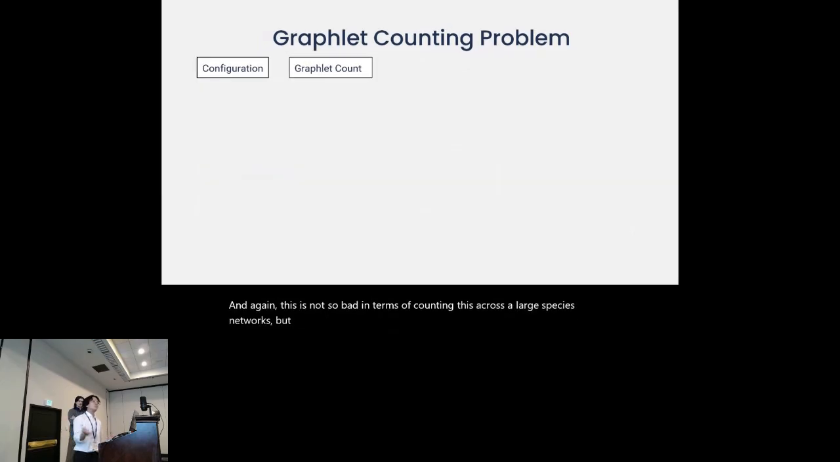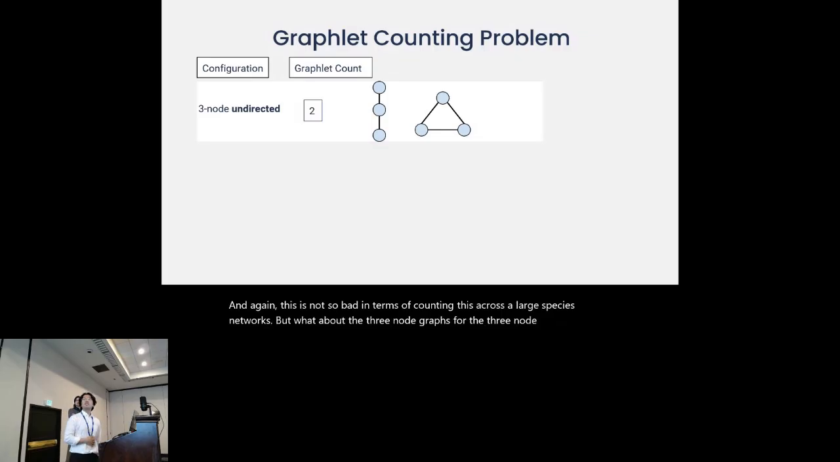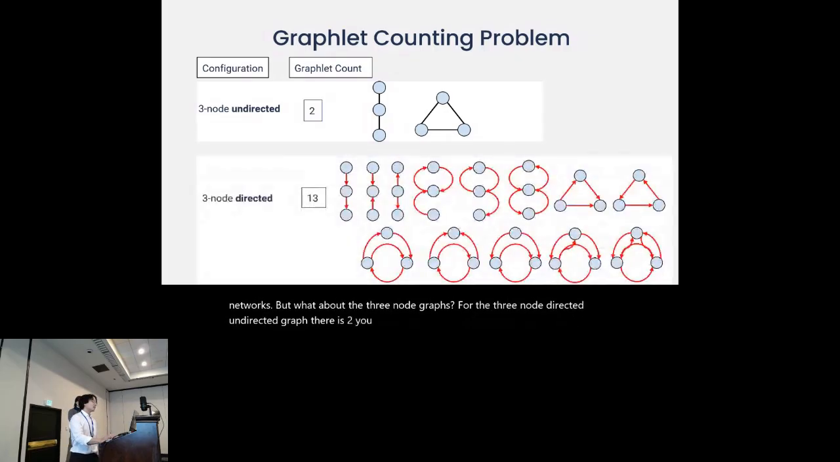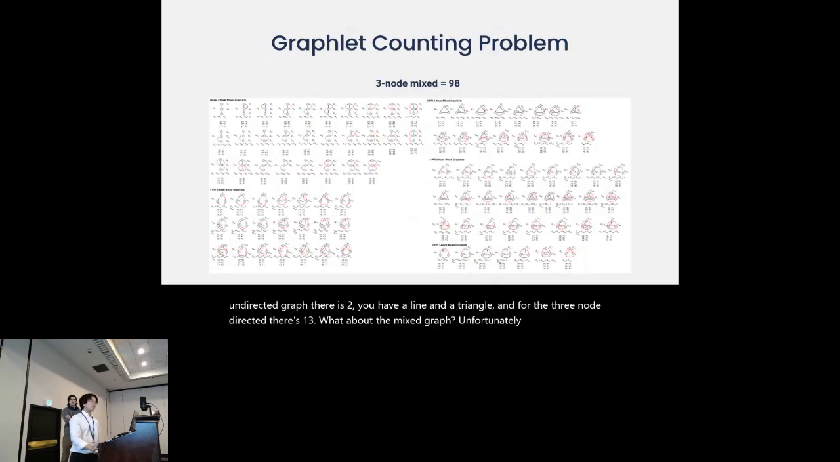But what about the 3-node graphs? For the 3-node undirected graph, there are 2: you have a line and a triangle. For the 3-node directed, there are 13. But what about the mixed graph? Unfortunately, there are 98 different configurations.